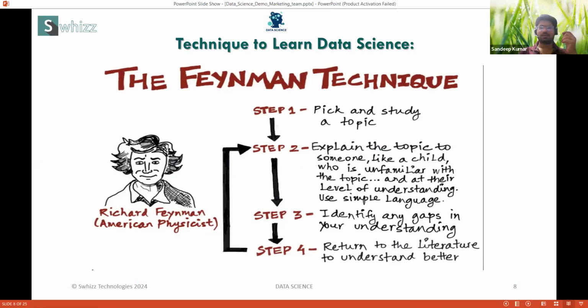For example, in data science, we have a topic called correlation, which is a very new topic to me. After having the class, we'll go for the correlation. We'll pick a new topic, and once I was good with the topic, I'll try to explain the same topic to a layman, or to a person who doesn't know or is unfamiliar with the topic.